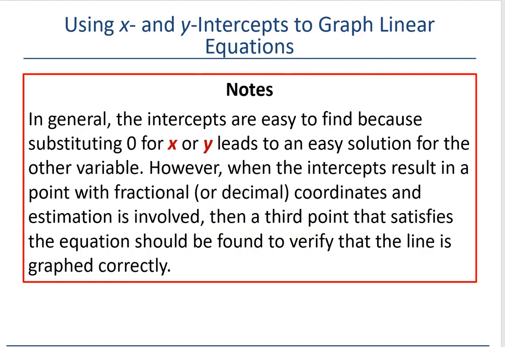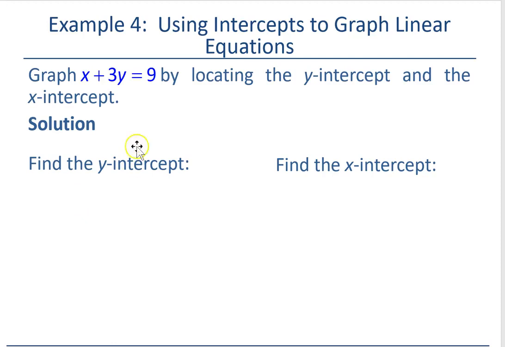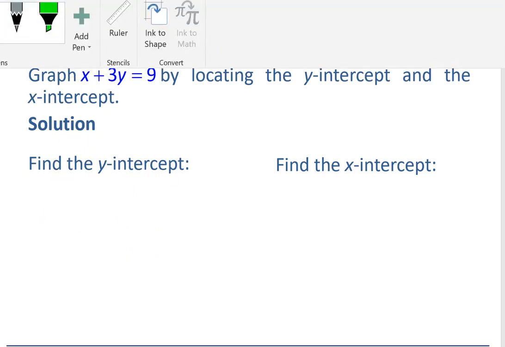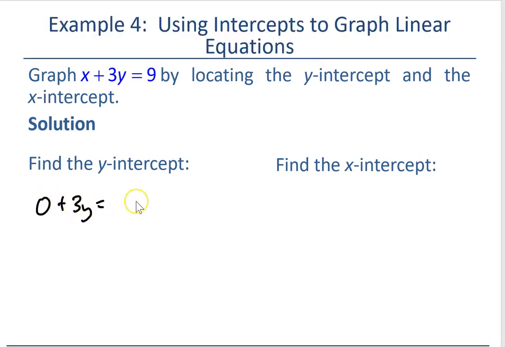This just talks about if you have to find a fraction. So let's look here. Graph x plus 3y equals 9 by locating the y-intercept and the x-intercept. Well, let's find the y-intercept. Remember, when you find the y-intercept, that's where x equals 0. So we're going to put 0 plus 3y equals 9. Divide off the 3, and then we get y equals 3. Perfect. So our y-intercept is going to be (0, 3).